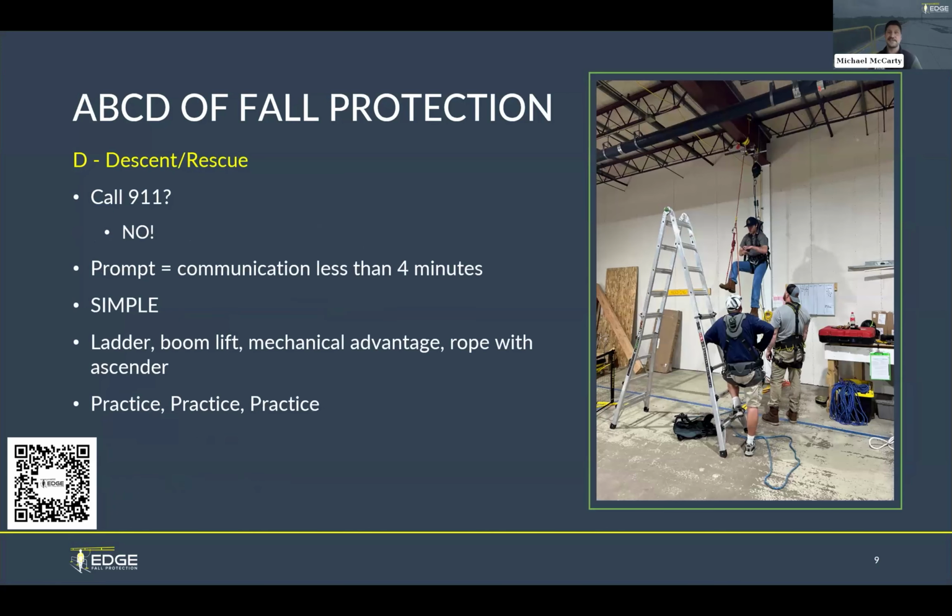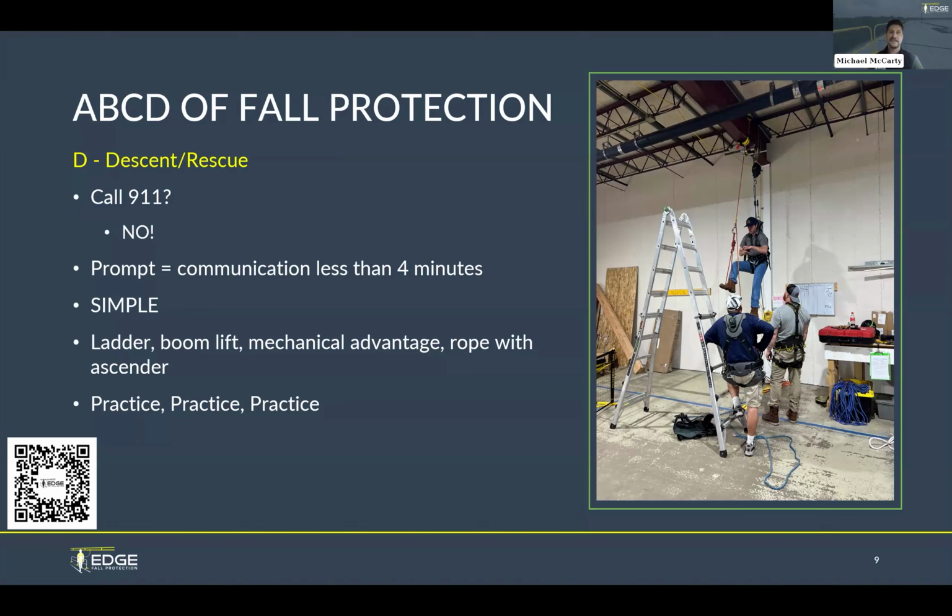The D of fall protection, descent rescue. So these are things that you're really going to have to think about only when you're using the active fall protection system. But it's very important to consider this. The communication between the fallen user needs to be prompt. The communication should be less than 4 minutes. As much as possible, we want to keep this simple. And calling 911 is not a fall protection rescue plan.